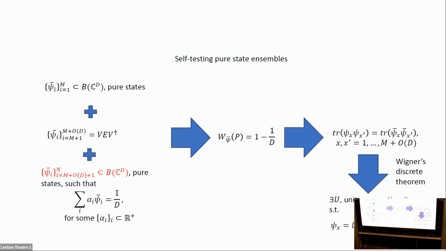Do you have to assume that the psi axis without the bars on, the non-ideal states, are in the same space of the same dimension? I didn't understand the first part. The psi axis, do you have to assume that they're in C^d? Yeah, sure. Yes, yes.